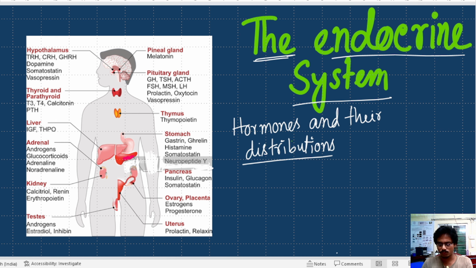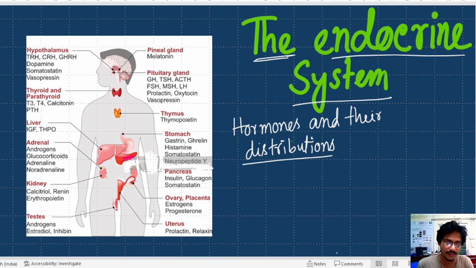Now we want to go through what hormones are, the types of hormones, and hormone signaling, because I have already said that they change the functions. So we have to know about endocrine signaling.